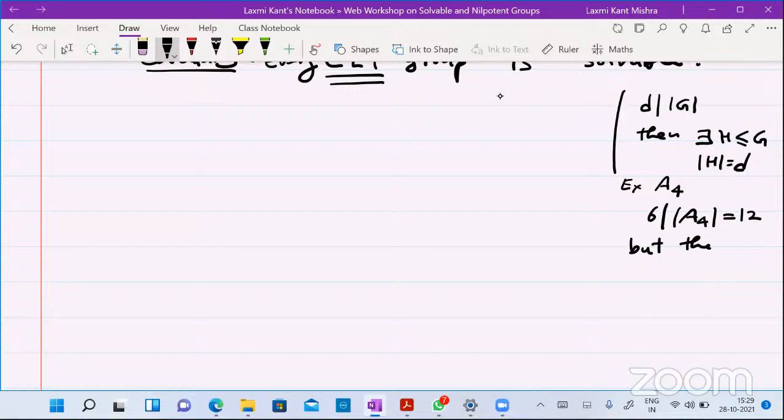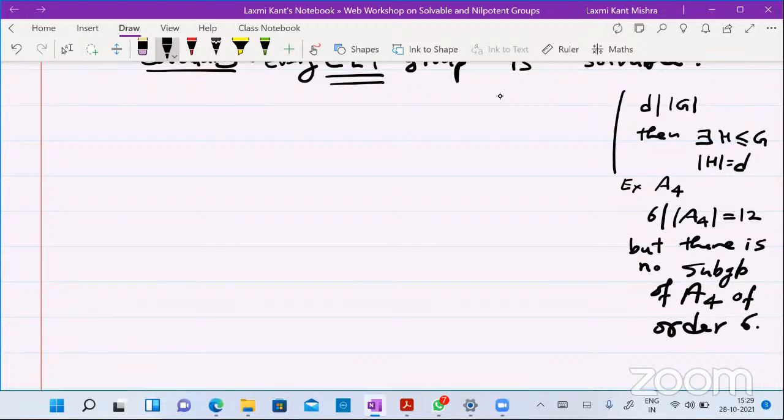but there is no subgroup of A4 of order 6. So this is Lagrange theorem, and its full converse doesn't hold.